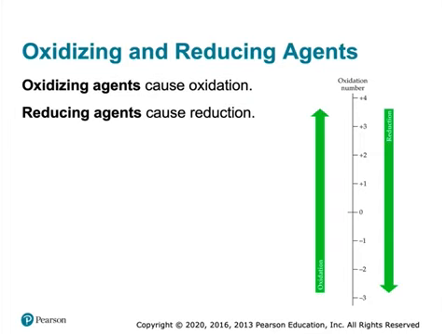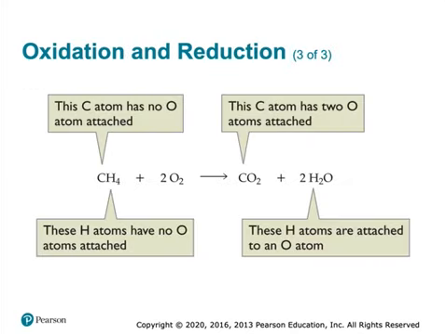Oxidizing and reducing agents. Oxidizing agents cause oxidation, reducing agents cause reduction. So let me return to the previous slide and let me explain this. We know that methane is being oxidized and oxygen is being reduced. So it's kind of the opposite: oxygen is the oxidizing agent.